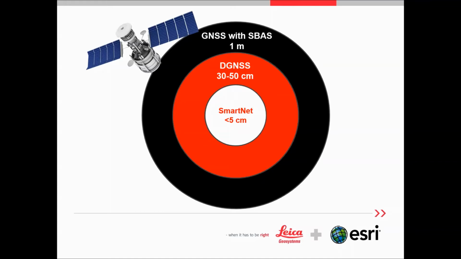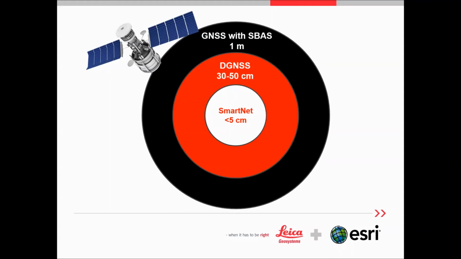Using Zeno Collector, a single frequency on the antenna, and the GPS and GLONASS satellites, we can expect to achieve a positional accuracy of around 1 meter in good conditions. This method is also using a freely available satellite-based augmentation system, or SBAS, to enhance the accuracy.